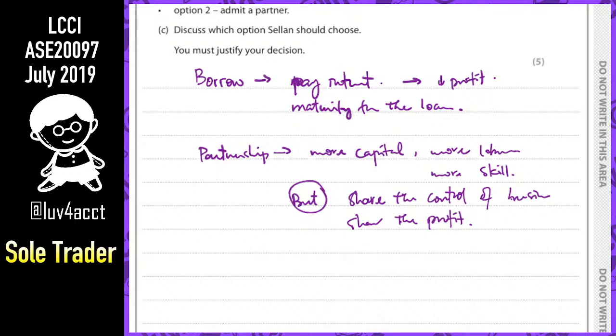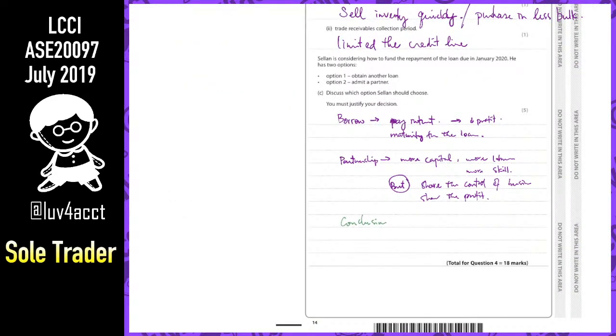So of course you need a conclusion to be made, and whether you will continue to borrow or you admit a partner and form a partnership, it depends on the original owner. If that person wants control of the company, or if he or she wants an expansion of the business. Both can be, you just have to justify. So this is question 4, 18 marks.